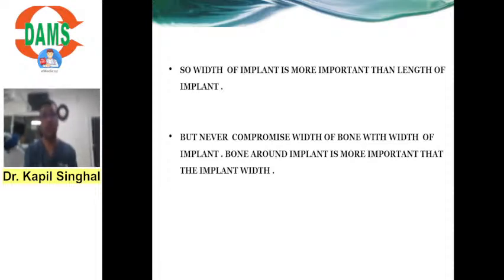So if they ask you a question, a 0.5 mm increase in width of the implant will increase the surface area by how much, the answer would be 12 to 15%. And if they ask you a question, a 1 mm increase in length of the implant will increase the surface area by how much, the answer would be 2 to 3%. Okay.